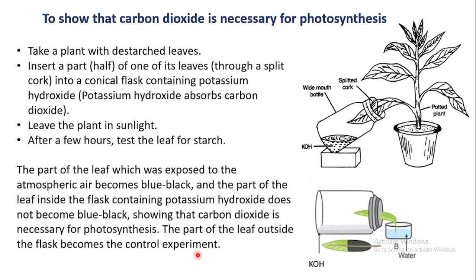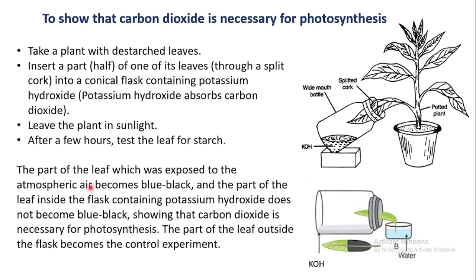The part of the leaf which was exposed to the atmospheric air becomes blue-black. So this part of the leaf which was exposed to atmospheric air turned blue-black. Can you see? Because here only starch was produced. So by this experiment we can say that carbon dioxide is necessary for photosynthesis.